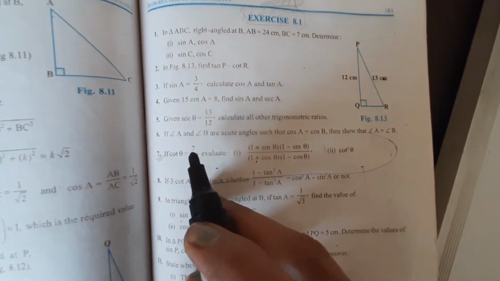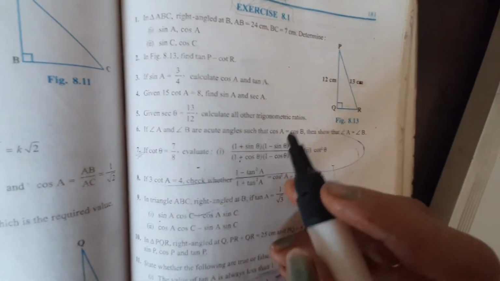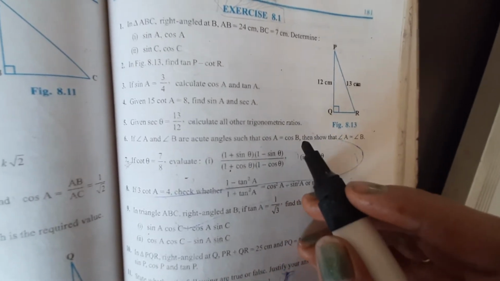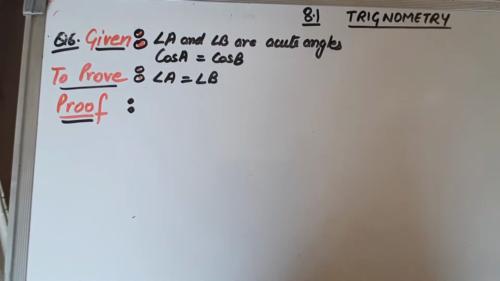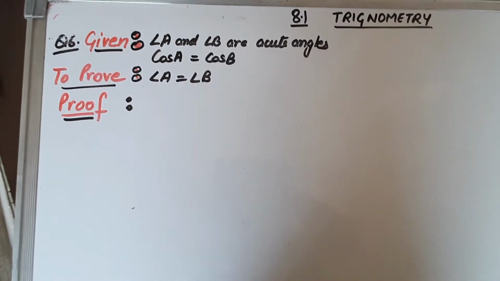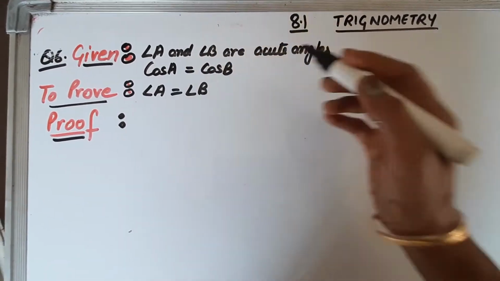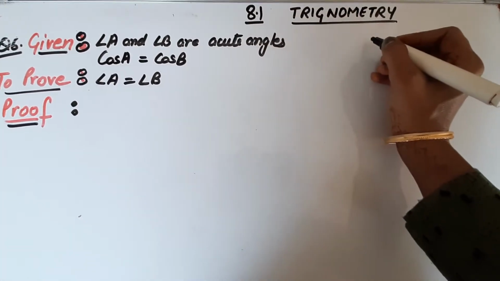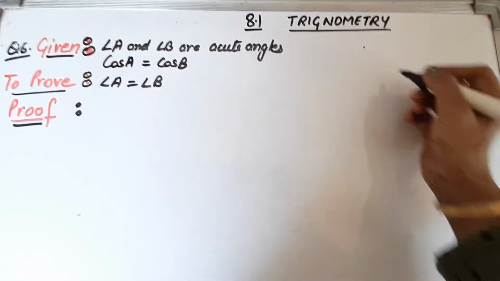So dear students, question number 6 is, if angle A and B are acute angles such that cos A is equal to cos B, then show that angle A is equal to angle B. Now what does it mean? What is given to us? Angle A and B are acute angles and cos A is equal to cos B. As I told you earlier that trigonometry is meant only for right triangles.